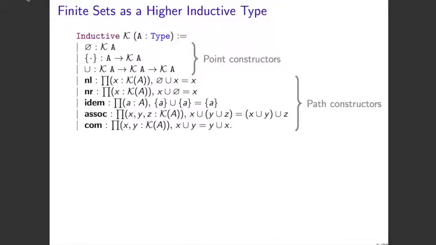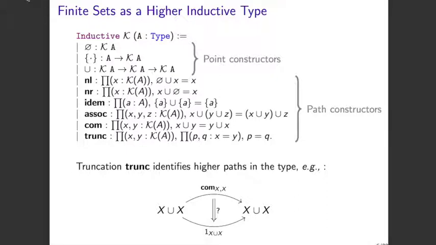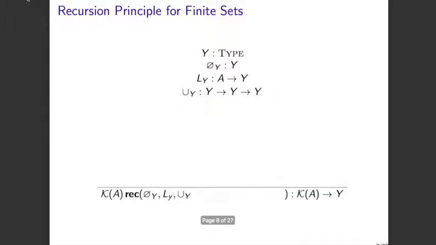However, one thing that is missing is an additional path constructor, trunc, that identifies all the paths. For instance, if we consider a set X union X, then there are two equalities between the set and itself. There is the identity equality and the commutativity one. The trunc constructor identifies them together. Before we see why we require this, we need to discuss how to define functions on finite sets by looking at the recursion principle. So recall the list-based definition from earlier on.